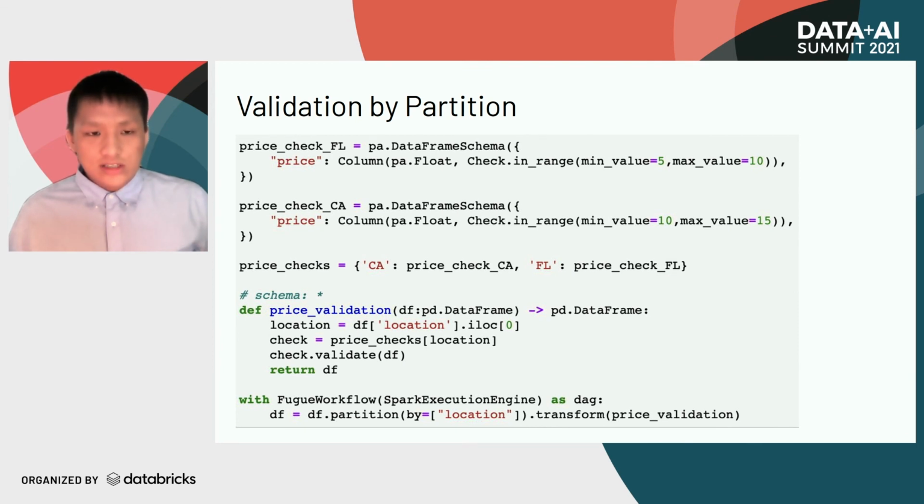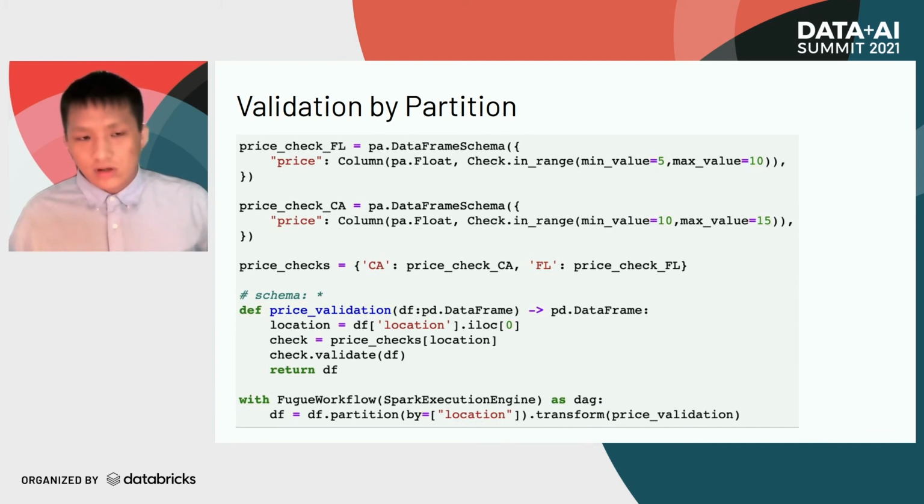So here's how we can execute the validation by partition with Fugue. The first 6 lines of code should be very familiar. They're the price check again with the data frame schema, where we create a check with the min value and the max value and apply it on the column price. We just have one check for Florida and one check for California. And then we create a dictionary called price checks, where we have the key of the state and then the value being the schema.